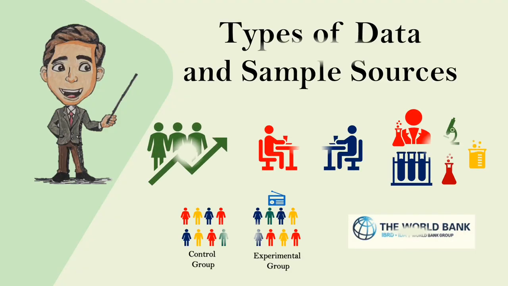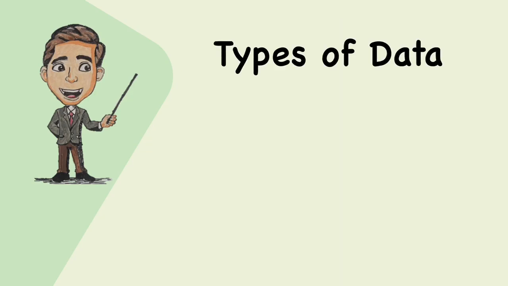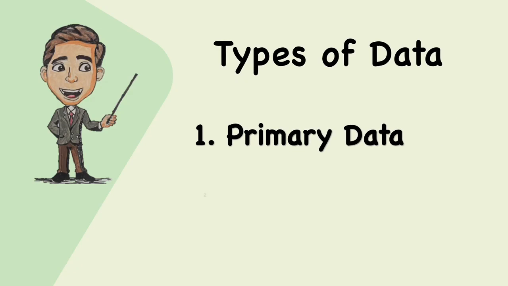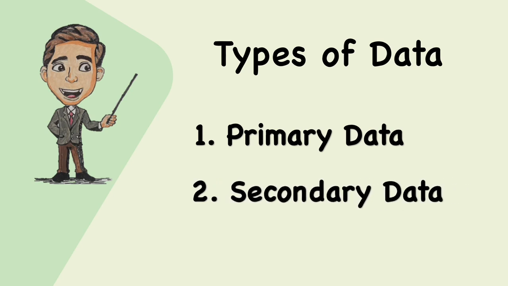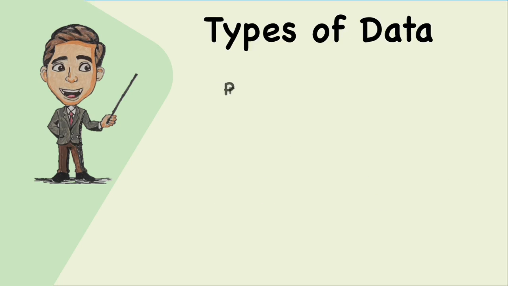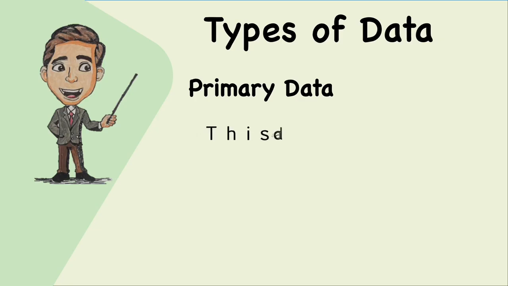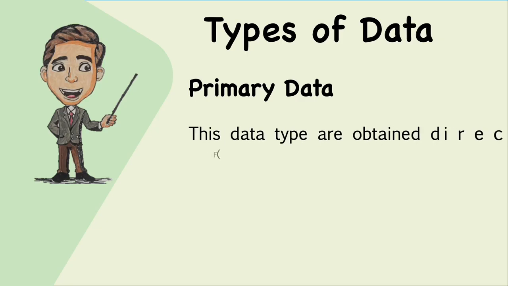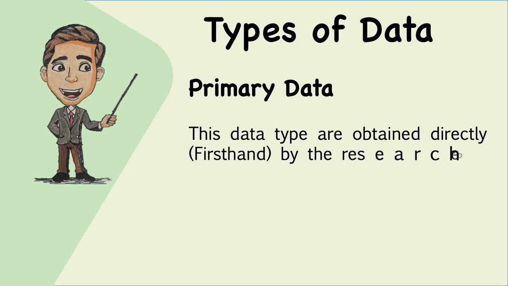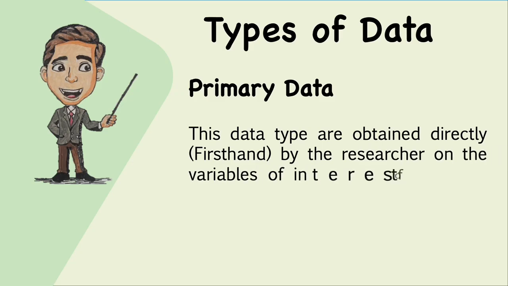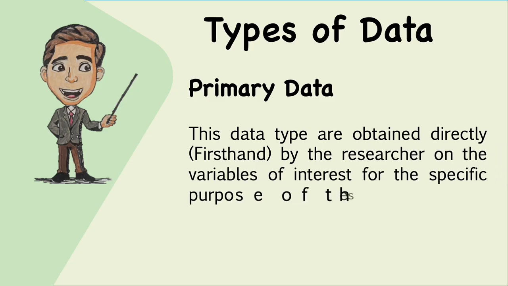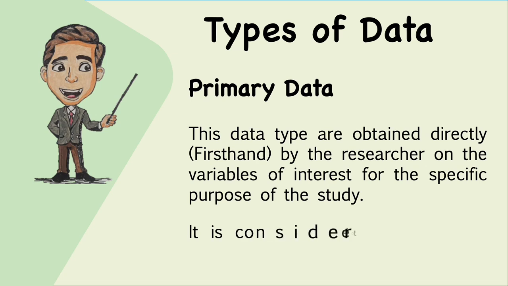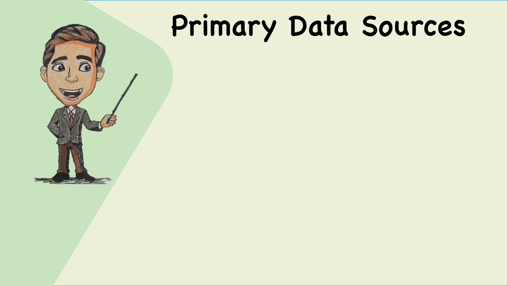In this video we are going to learn the types of data and sources. Typically there are two types of data, the primary data and the secondary data. What is a primary data? This data type is obtained directly firsthand by the researcher on the variables of interest for the specific purpose of the study. It is considered to be a real-time data.